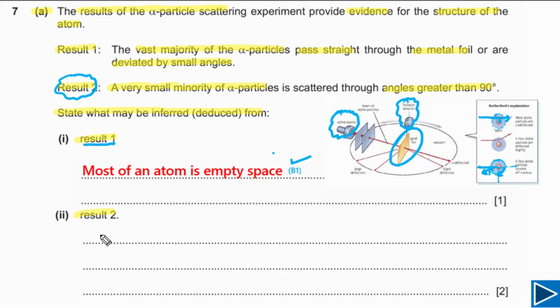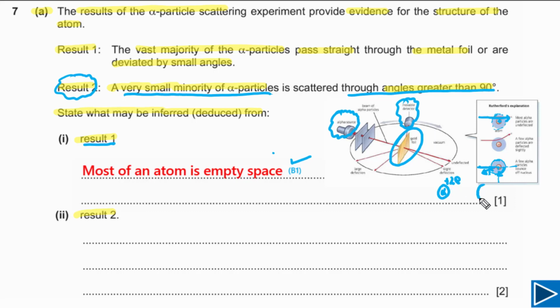Let's move on to second result. Now, question is asking us what we can conclude from the second result. According to second result, a very small minority of alpha particles scattered through angles greater than 90 degrees. So first thing you need to understand is why alpha particle is deflected back. Alpha particle has a positive charge, so this is the charge on alpha particle. This is positively charged, and the charge on alpha particle is equal to plus 2e.